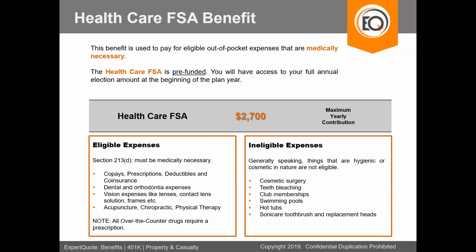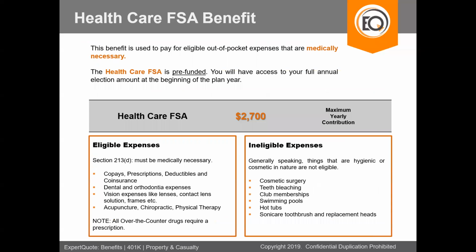Your annual maximum for healthcare FSA is $2,700. It's used to pay for things that are medically necessary. It is pre-funded. That means the first day that you are eligible, you will get the full amount that you elected on that day, and you will make up for it by payroll deductions throughout the year.